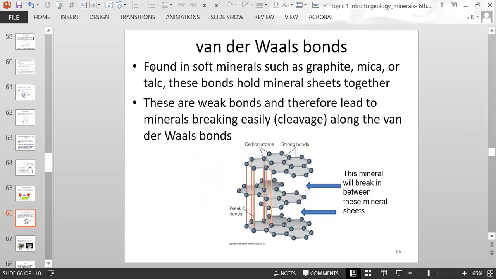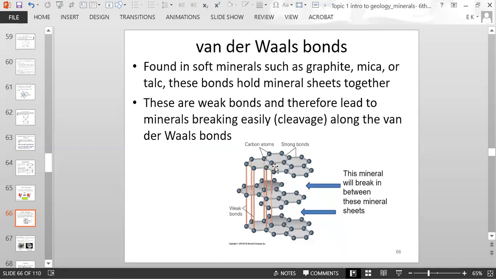So when you're talking about soft minerals like graphite, mica, or talc, the van der Waals bonds hold mineral sheets together. And I'll show you. So the sheets, in this case, these are carbon atoms, and they are sharing carbon atoms with each other, and they are covalent bonds within this one layer of this mineral here. This is a layer of mineral. Okay, those are covalent bonds. Those are strong. But this layer of the mineral is bonded with this layer of the mineral, and then these 2 layers are bonded together. And then you just have layers and layers and layers bonded with each other with van der Waals bonds.